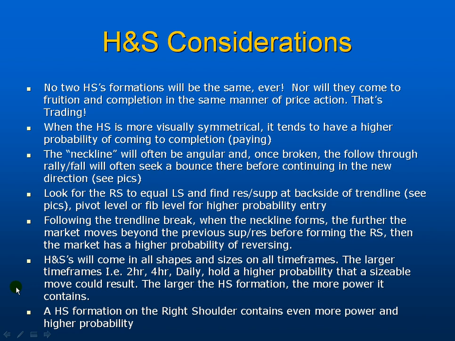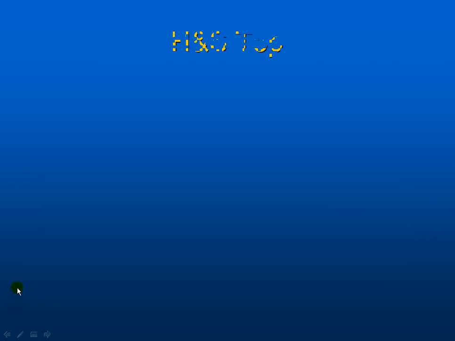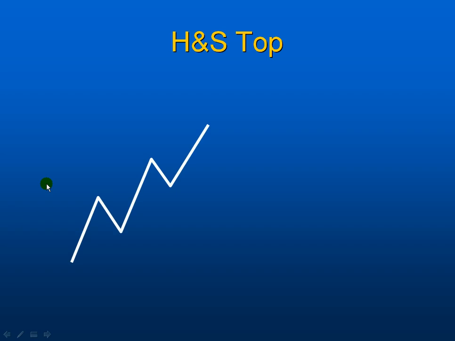A head and shoulders formation on the right shoulder contains even more power and higher probability. What I mean by this is that when the right shoulder is forming, if you have a larger time frame, and you see on that right shoulder a little miniature head and shoulders, then there's a higher probability that the right shoulder is really going to motor. And we'll see some examples of that.